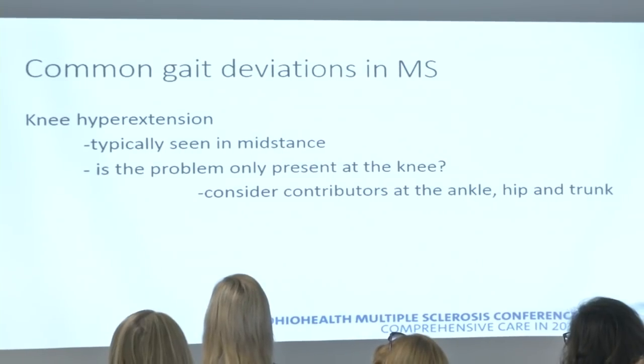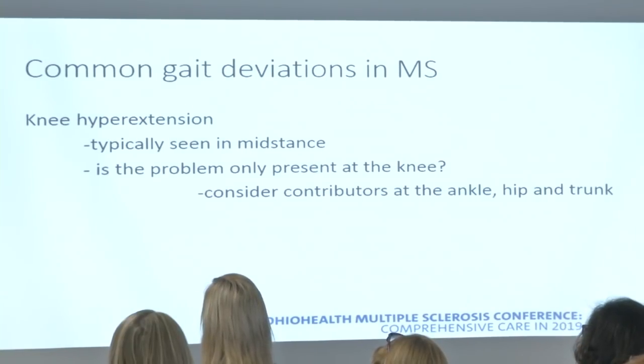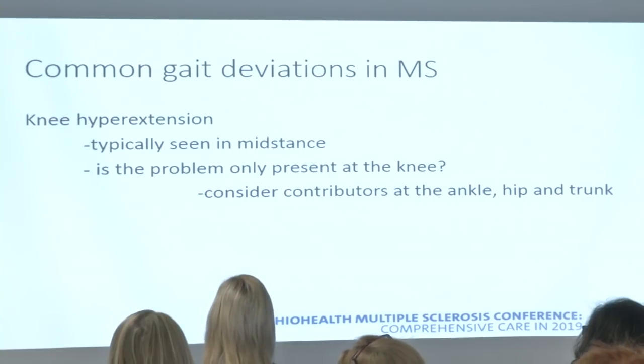In typical gait, we should see about 5 degrees of knee flexion in mid-stance. Thus, any knee extension or knee hyperextension is seen to be atypical. It's important to look up and down the chain in this instance. During this phase, we typically see the hip in a neutral position and the ankle in about 5 degrees of dorsiflexion. Were these positions even achieved?